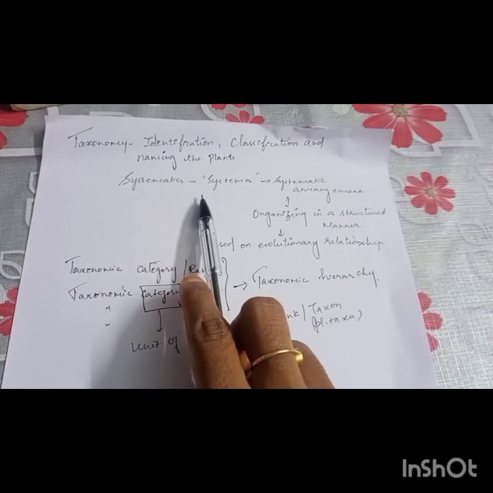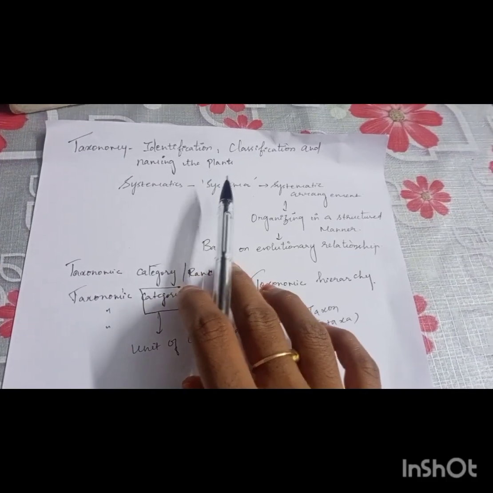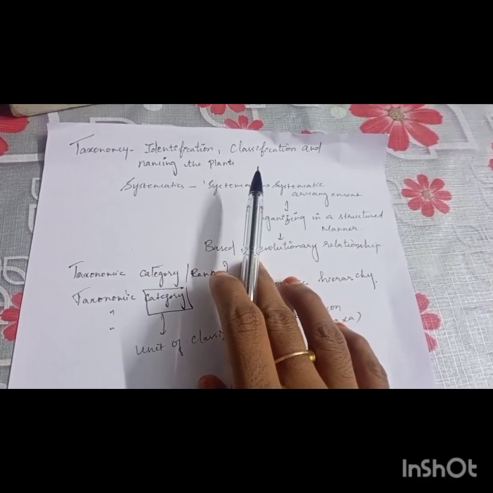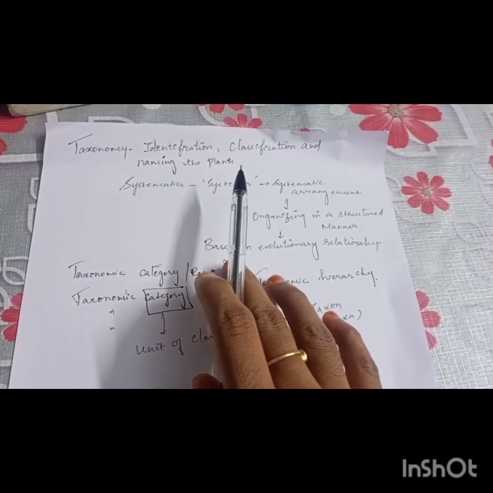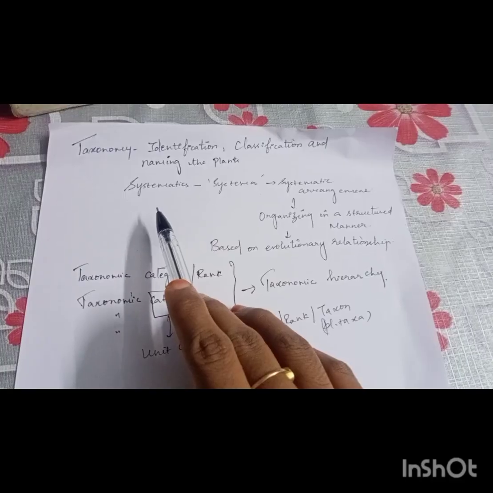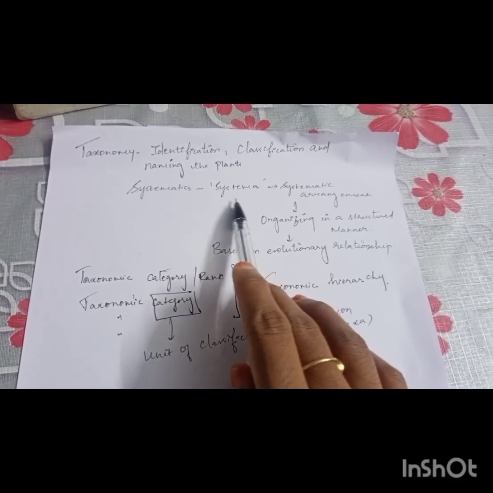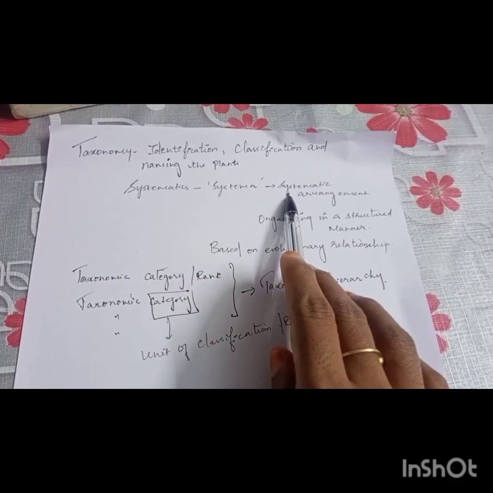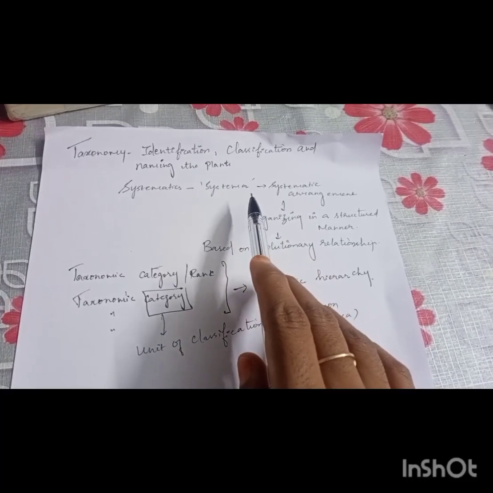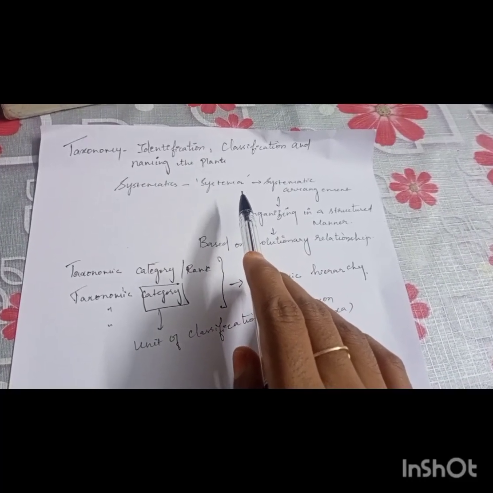So, taxonomy is a branch of science which deals with identification, classification, and naming the plants. Actually, the classification is done based on the similarities between the various species. So, what is systematics? Systematics is derived from a Latin word called systema, which means systematic arrangement. That's why Linnaeus has given the name for his book as Systema Naturae.